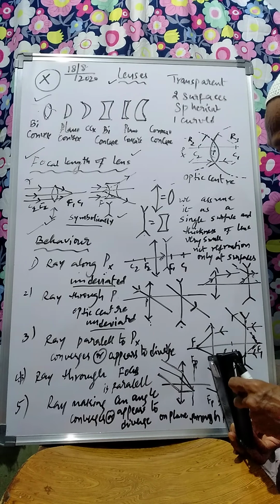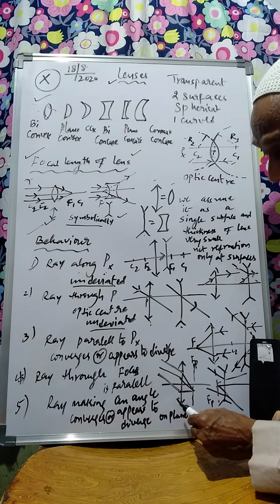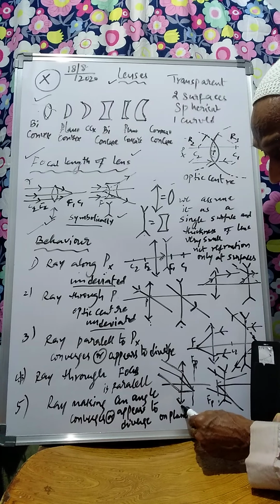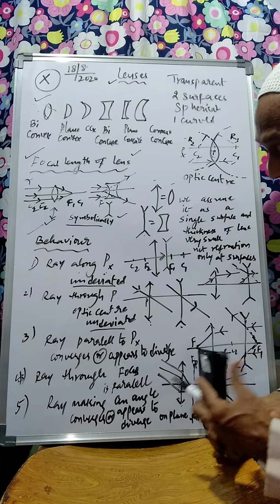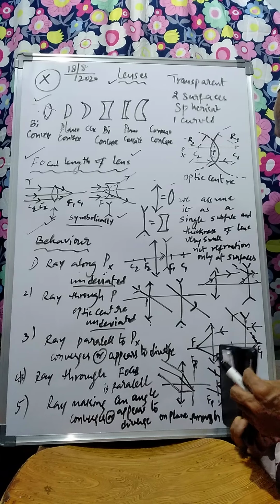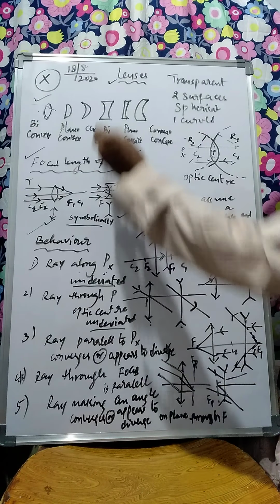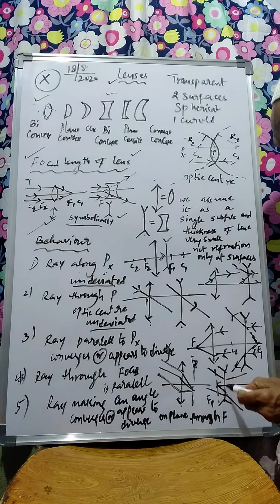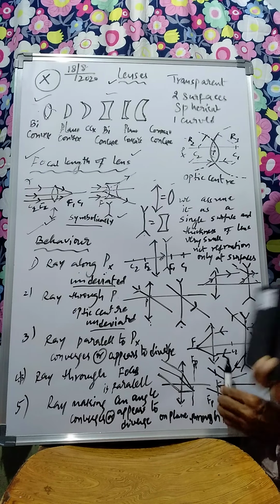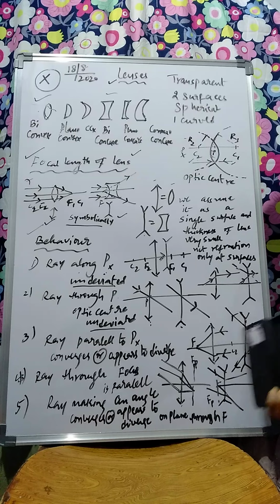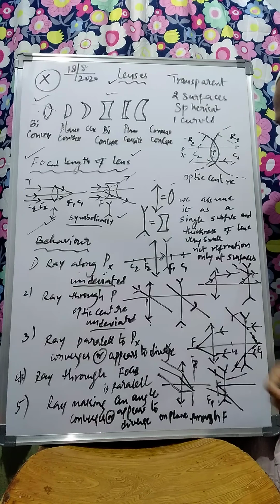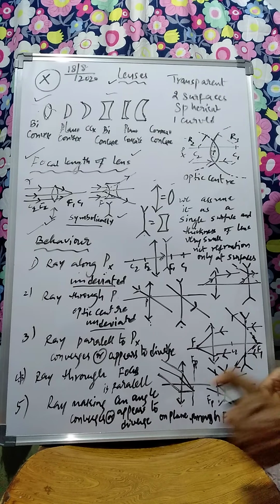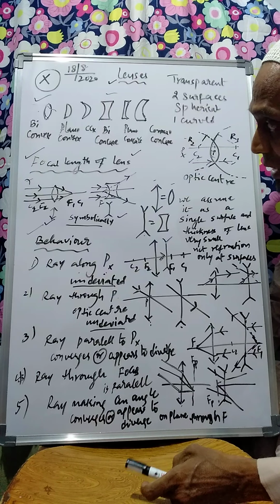If it is a convex lens, they are meeting on a plane passing through the focus. If it is a concave lens, in this lens they appear to meet at a plane passing through the focus. This is the lens, this one is the concave, so they appear to meet at a plane passing through. So these are ray diagrams which will help you in construction of the lens diagram.